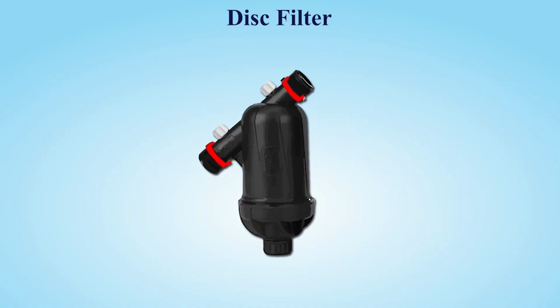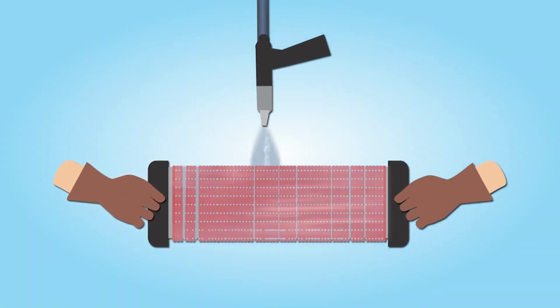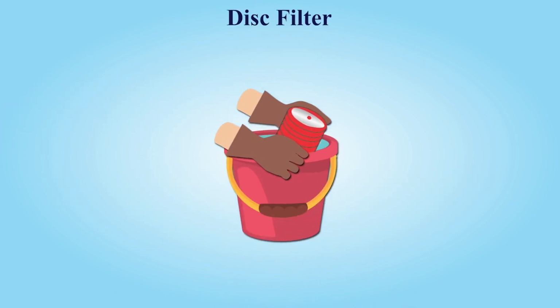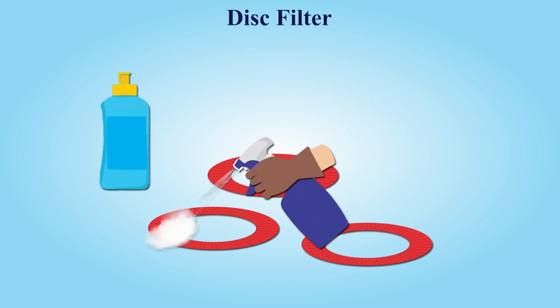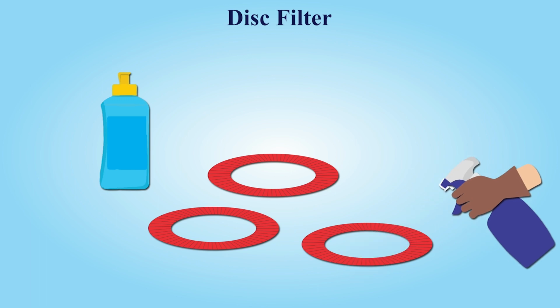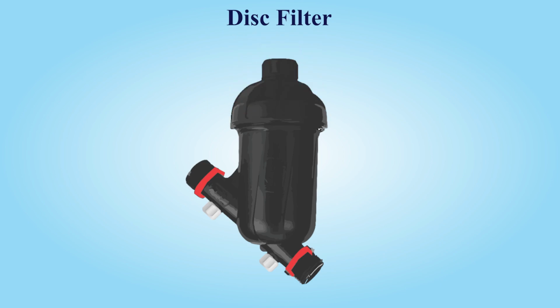The steps followed for cleaning the disc filter are as follows. Remove the filter element and loosen the disc set by extending the spine element. Now remove the screen and clean it with pressurized clean water. Replace the worn out discs with clean ones. If the disc filter is to be cleaned with an acid or chlorine solution, use the recommended concentration and then assemble the filter after cleaning.